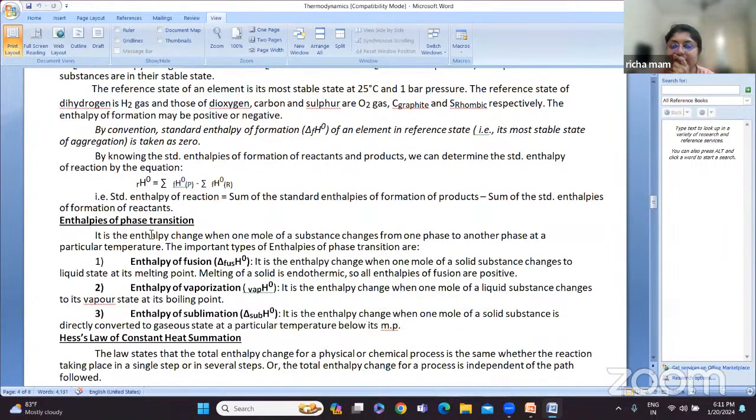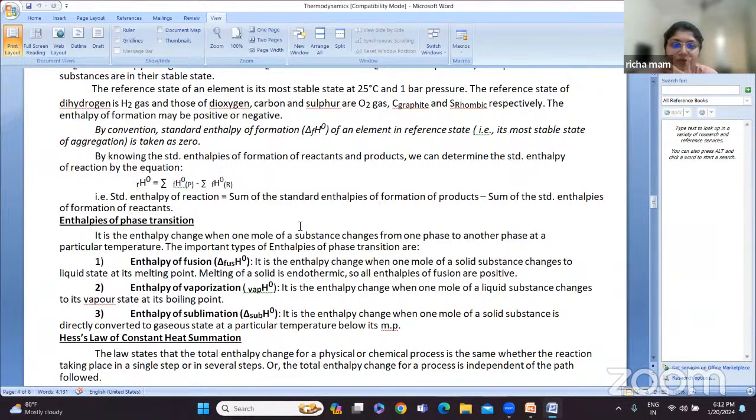Now, when you are talking in terms of phase transition, the substance will change phase from one phase to another. Maybe from solid to liquid, from liquid to gaseous, or from solid to gaseous state. So this is the enthalpy change when 1 mole of a substance changes from one phase to another at a particular temperature. The enthalpy of phase transitions are of three types: enthalpy of fusion, enthalpy of vaporization, and enthalpy of sublimation.